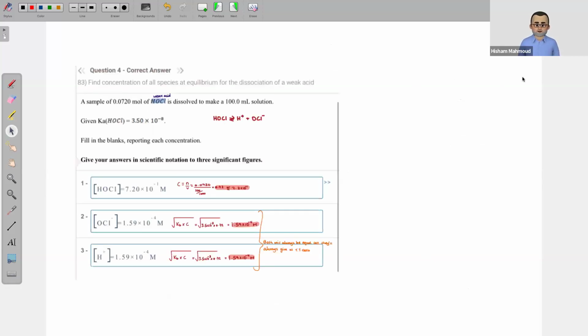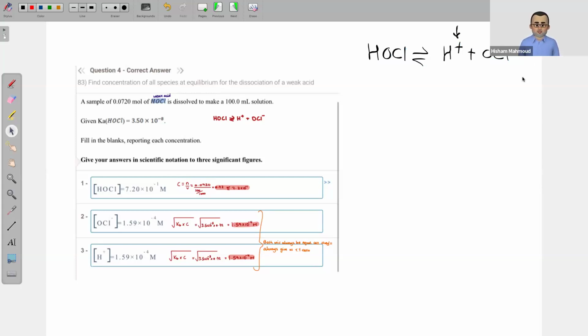And then in the next question, find the concentration of all species at equilibrium for dissociation of a weak acid. I have a sample of HOCl, 0.0720 moles in 100 mL solution, and I am given Ka. I need to find the H plus and A minus. If this one decomposes, HOCl will give me H plus and OCl minus. So these two are similar, as we said. Many times they are equal.